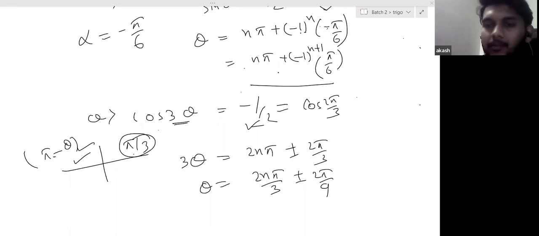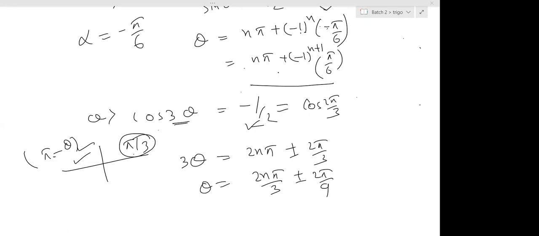All right. In the next class, we are going to finish this chapter and start limits. So please complete the NCERT. Sir, derivatives, right? Yeah, limits and derivatives.